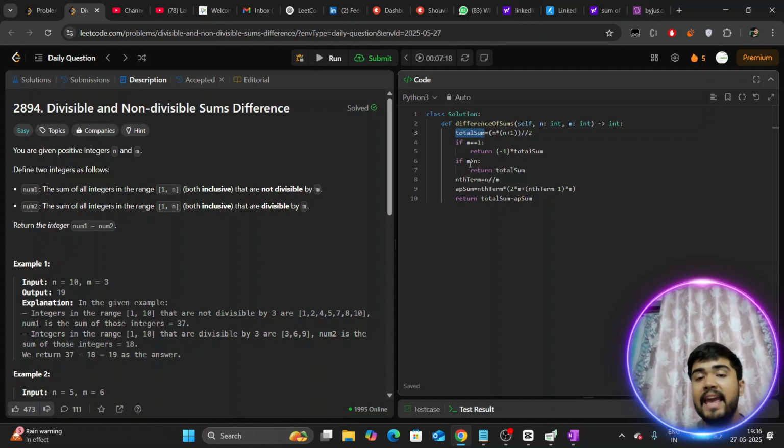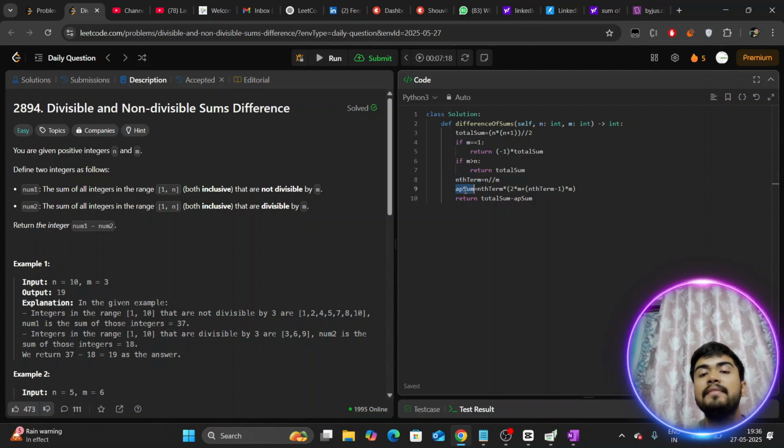In that case, if my m is greater than n, that means we are not going to get anyone to be in the divisible group, which can be divisible by m. Because all are smaller than my m, in that case we can directly return my total sum. If that is not the case, then we have to define our nth term as n integer divided by m.